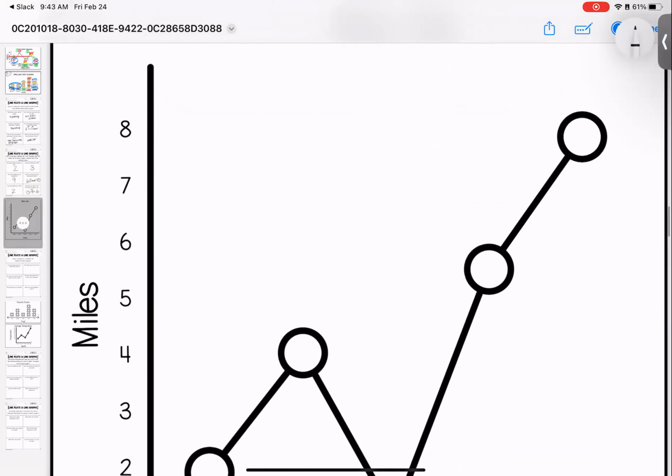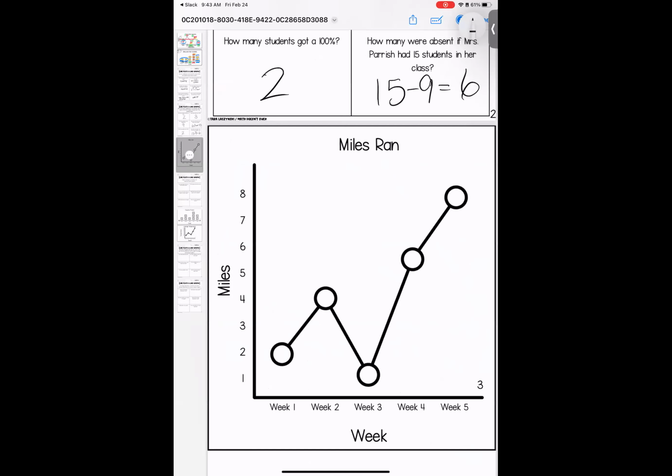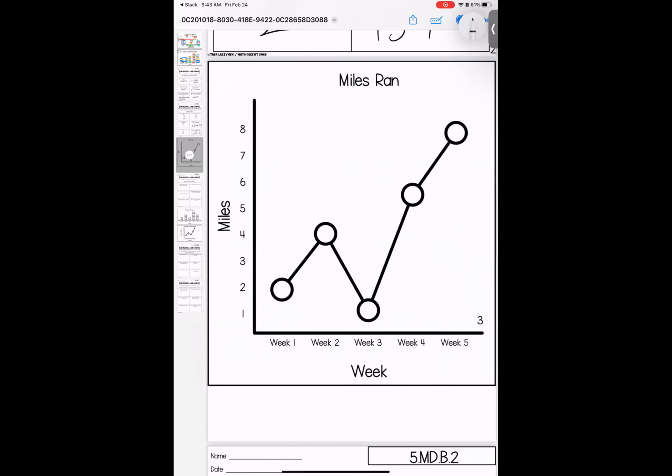All right, Nuggets, we are looking at our third graph. I might actually need to flip my iPad for this one. Let's see if that helps. There we go, that's better. So our third graph is looking at the miles run. Again, I am going to read the questions while we view the graph, and then we will go down to fill them in at the end.